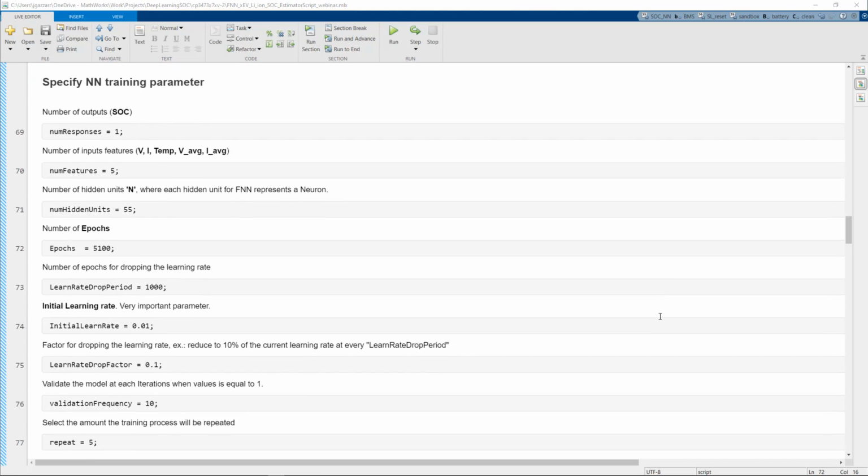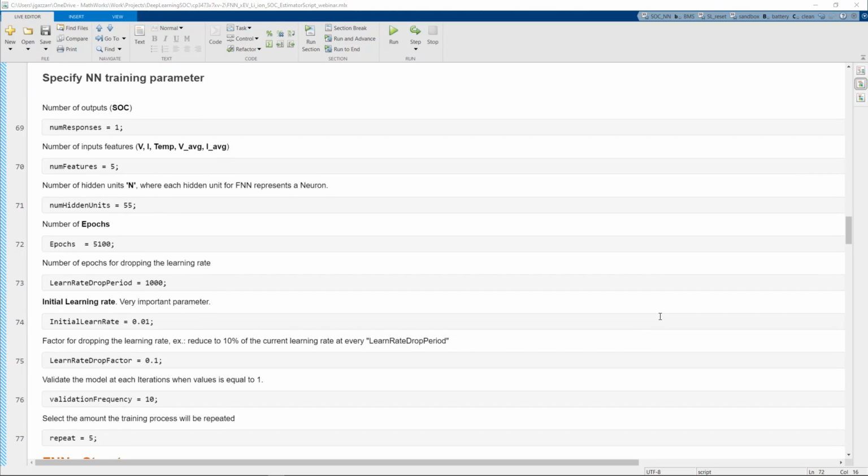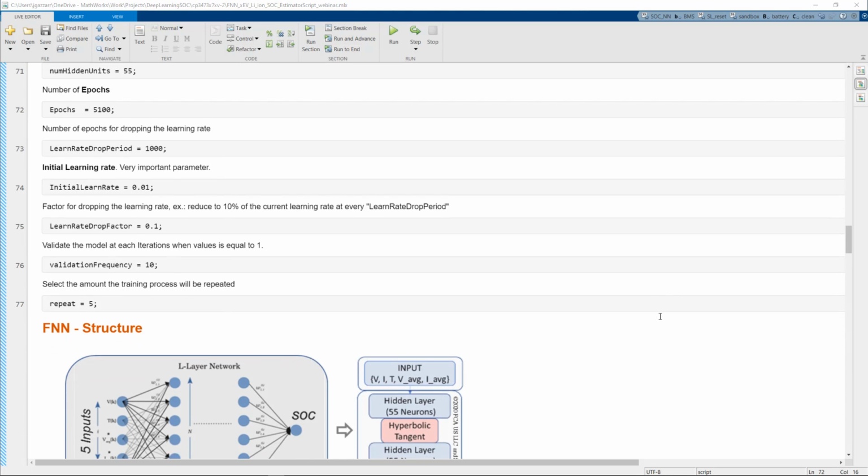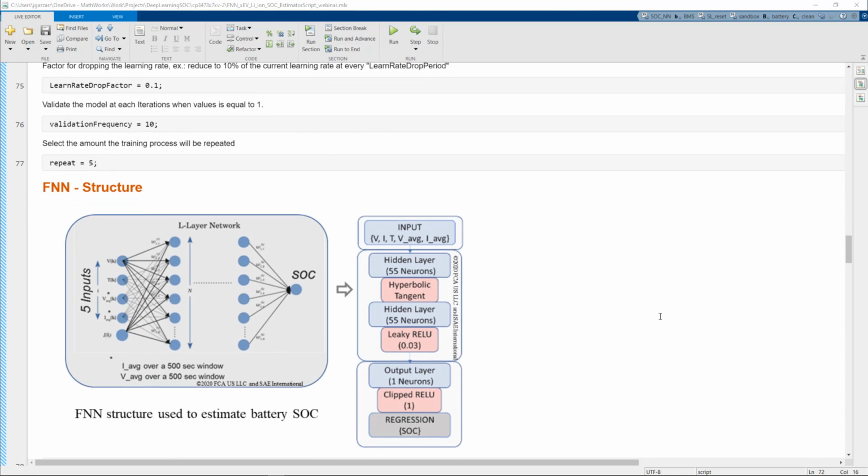In this section, we set the number of hidden units, the number of iterations or epochs, the number of epochs per dropping the learning rate, the initial learning rate, drop factor, and validation frequency. Last, because we're going to train the network with a different parameter seed every time, we will repeat the training process 5 times and keep the trained network with the smallest error.